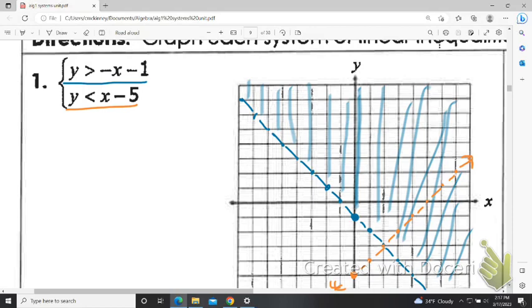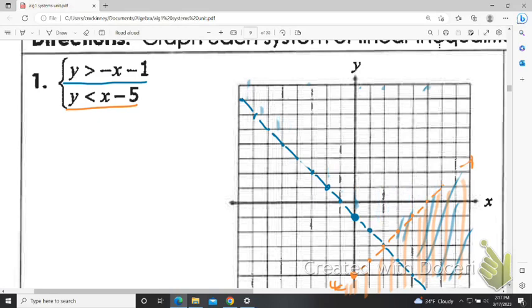And then in this case, it says it is less. So since it's less, think about the y-intercept, we're going down. So it's everything below the line. So everything below the orange line. So everything in orange satisfies the second inequality. Everything in blue satisfies the first one. It is only the part that is both blue and orange that is a solution to the system.